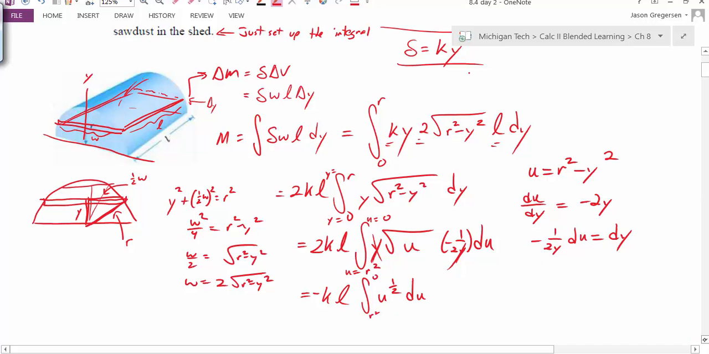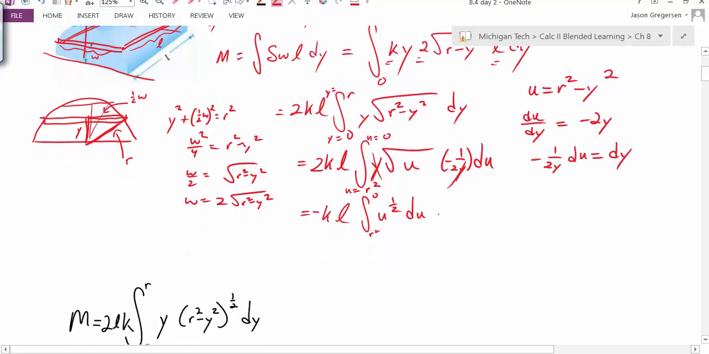All right, so I have negative k times L. I'm going to do this integration here. I will get u to the 3/2 divided by 3/2, or times 2/3, all evaluated from r squared to 0.